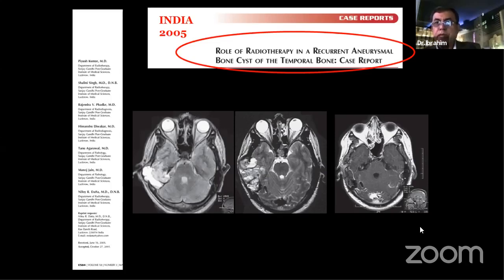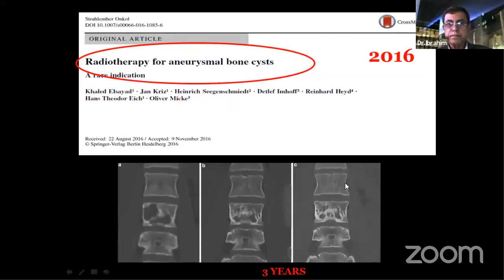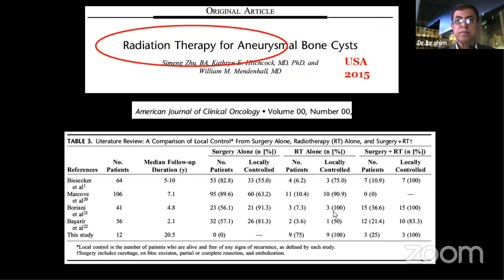The role of radiotherapy in recurrent aneurysmal bone cyst in the temporal bone: they have done the surgery and then they have given radiotherapy. Again, the role of radiotherapy in aneurysmal bone cyst, and this is 3 years after. There is some opacification or solidification of the cyst.